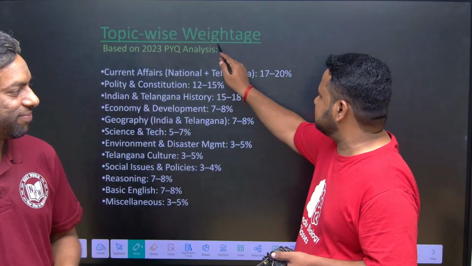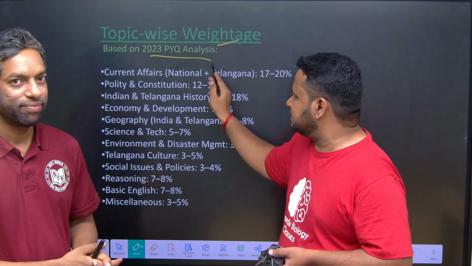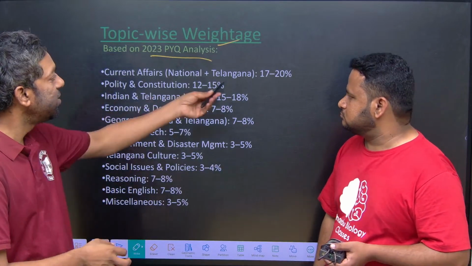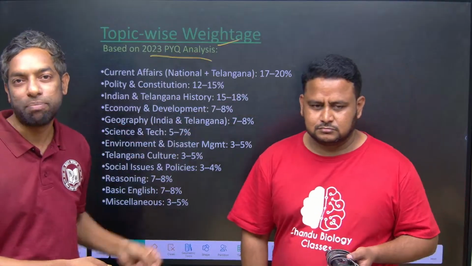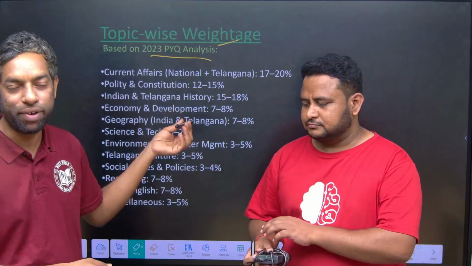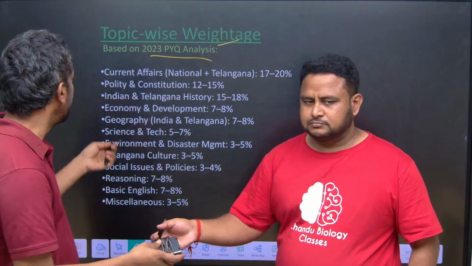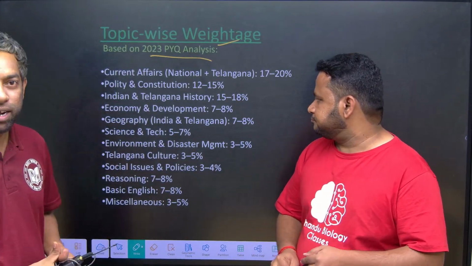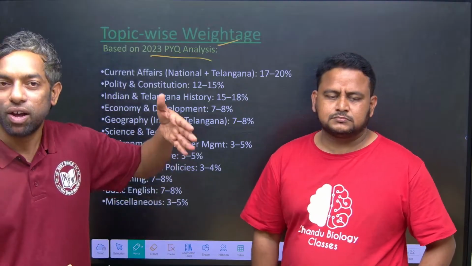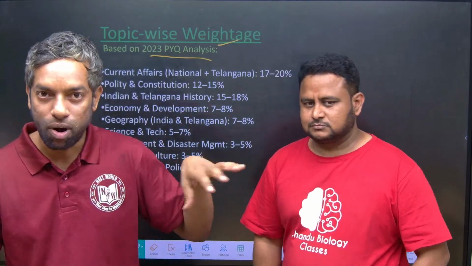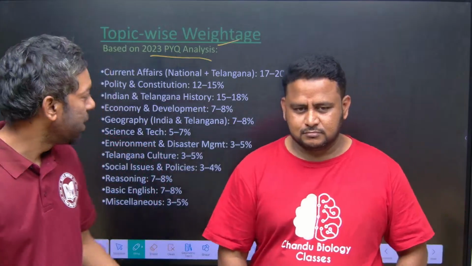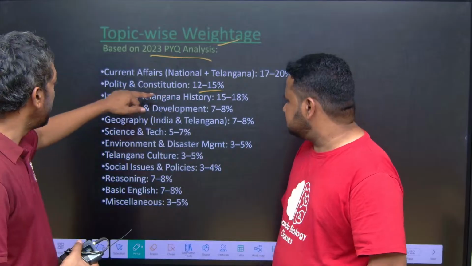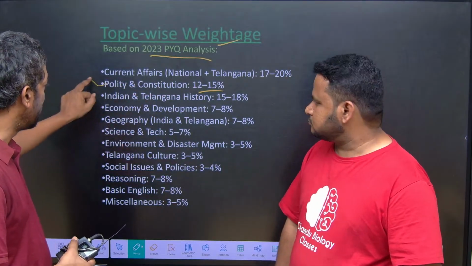Next, topic-wise weightage based on the 2023 analysis. Of course, current affairs has a weightage of 17 to 20%. It is high weightage. Coming to polity and constitution, it is one subject only, segregated as the constitutional part and the political part. It is 12 to 15% weightage, and it is also a high scoring topic.